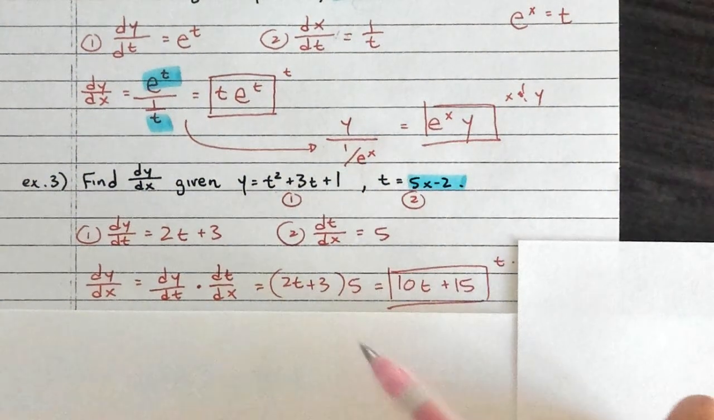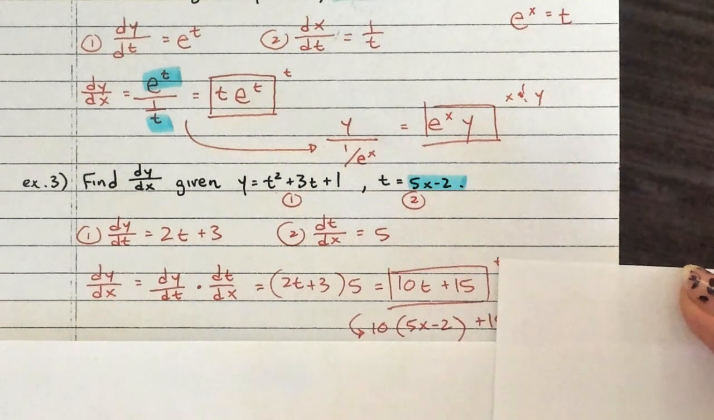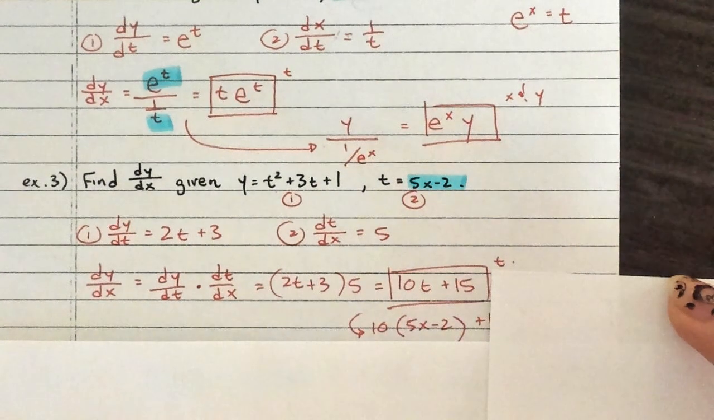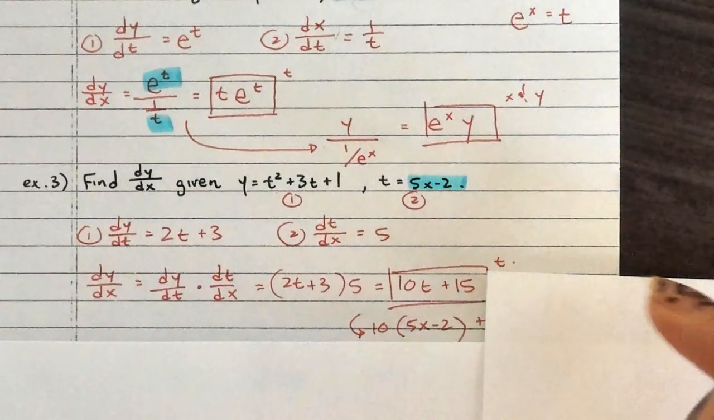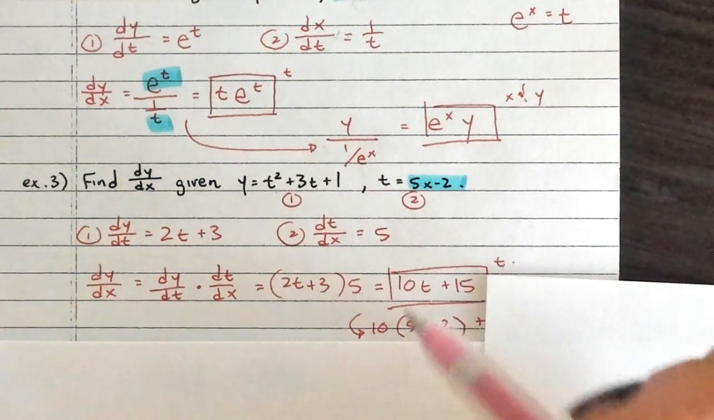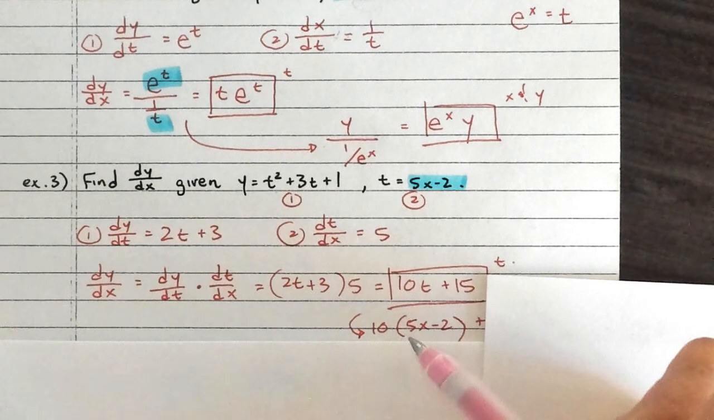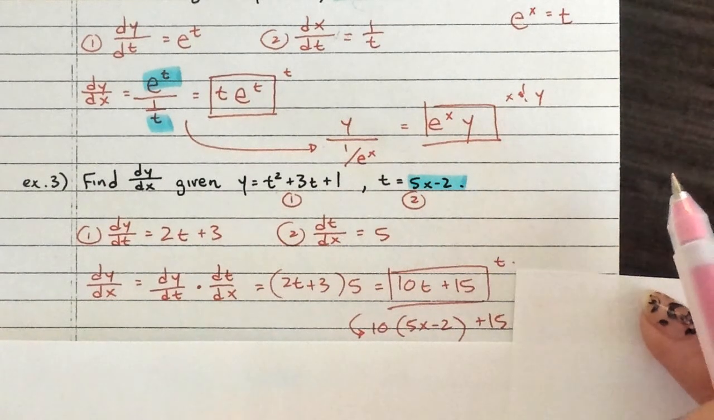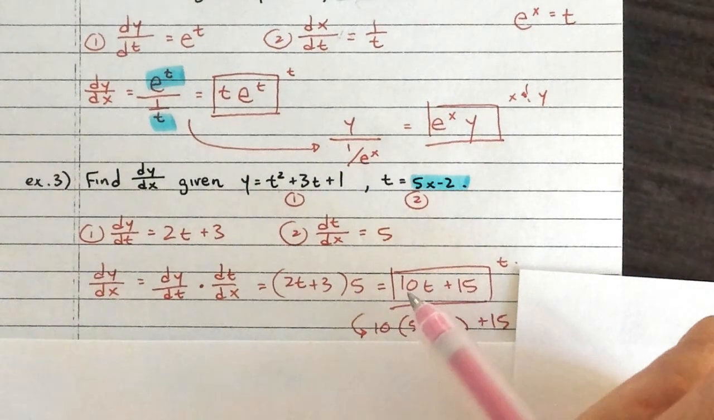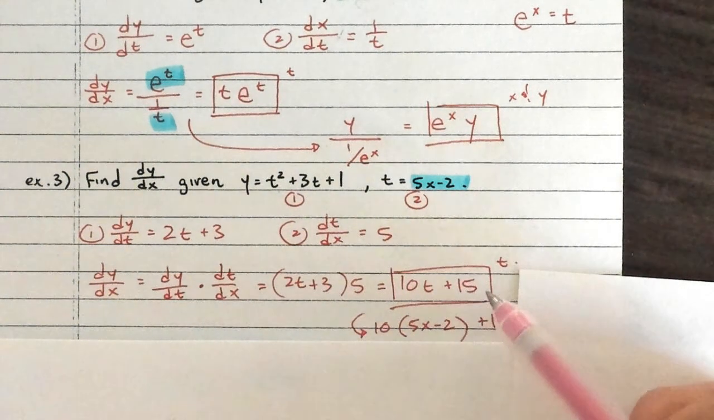So let's see. Let's go ahead and think about, how else can I write this? Isn't this the same as, oh, sorry. I need to think about it for a second. 10 times, what did I write 10 times? 5x minus 2. Oh, I did that. Do you see what I did? So 10 times t, which is 5x minus 2, plus 15.